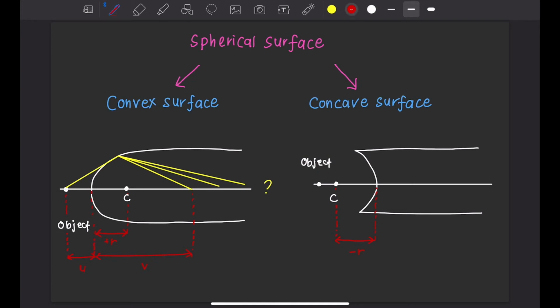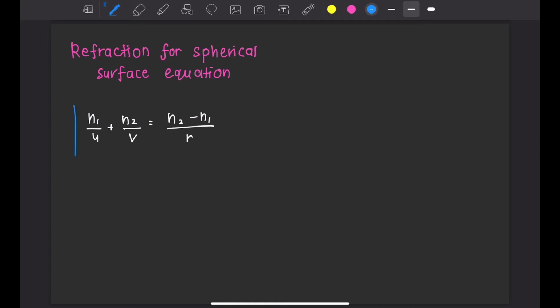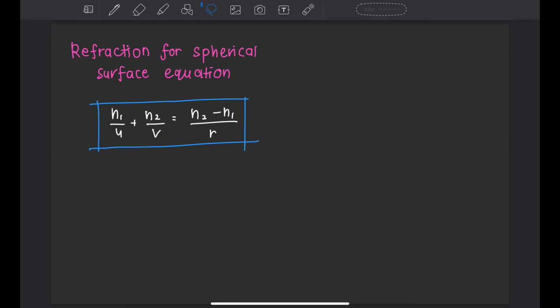Okay, so this is our object. And from the object to the vertex is our object distance u. And the air is n1, the glass is n2. For both cases, n2 is greater than n1. So for the refraction at a spherical surface equation, we have n1 over u plus n2 over v equals n2 minus n1 over r, where r is the radius of curvature, u is the object distance, v is the image distance, n2 is the refractive index of glass, and n1 is air.